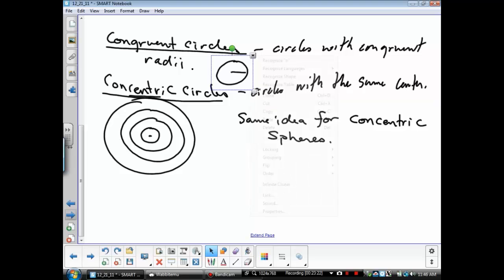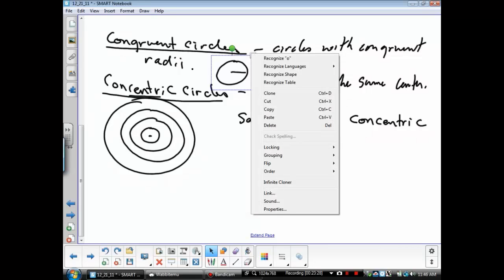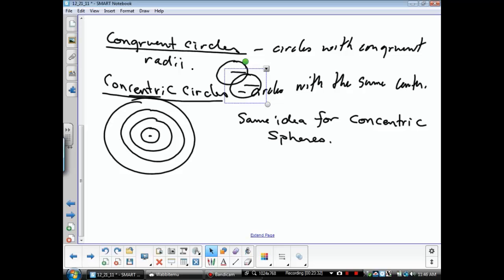Exactly. Congruent, remember, means you could lay one on top of the other, and for some reason it's not allowing me to do this. So I'm going to clone this. These two circles are congruent. You could actually place one on top of the other. Okay? So that's it. These are concentric, these are not concentric. The top ones are congruent, but not concentric.